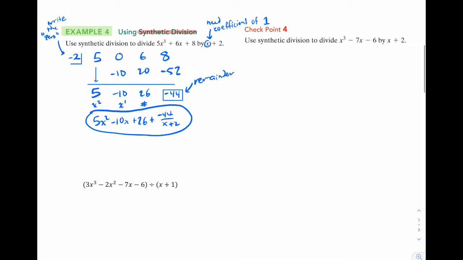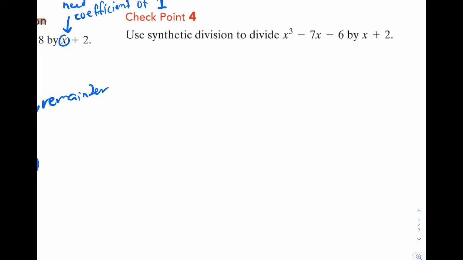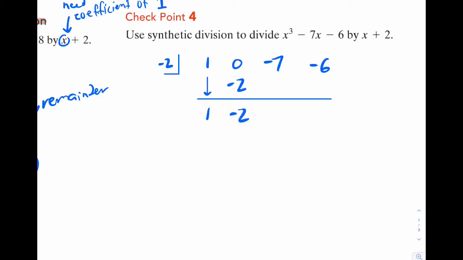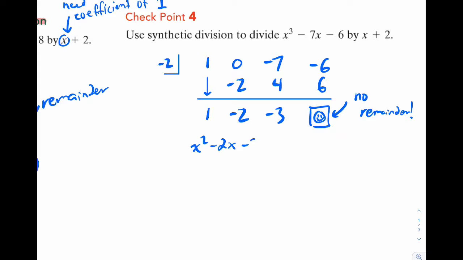So we'll try a couple more just to make sure we got it. Let's try this one right here. The 0 here is negative 2. We're going to write 1, 0, negative 7, negative 6. We're going to drop the 1 down. Multiply and add. Multiply, add. Multiply, add. Multiply. And now look at this one. We got 0. So again, if you get a 0, make sure you put a happy face. That's really good. That means there's no remainder, which means our answer is right here. x squared minus 2x minus 3.